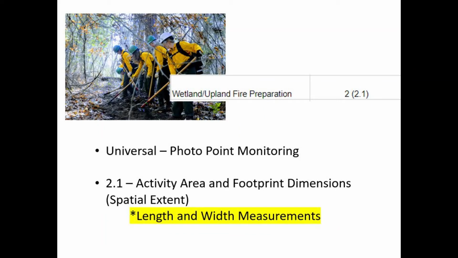Any fire preparation work we do, which usually consists of raking or maintaining fire lines, is going to need universal photo point monitoring, as well as our other universal spatial extent monitoring that falls under Code 2.1 here. I'll show you an example in just a second, but instead of taking a large polygon track to walk the perimeter of the area for fire lines, we encourage you to take length and width measurements.